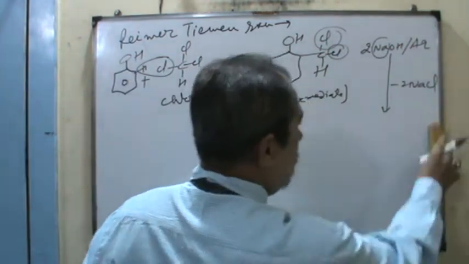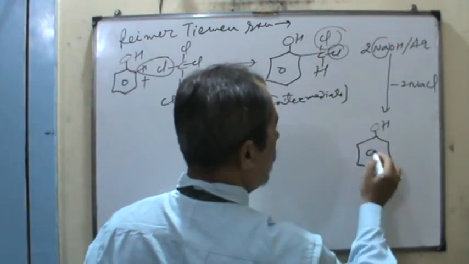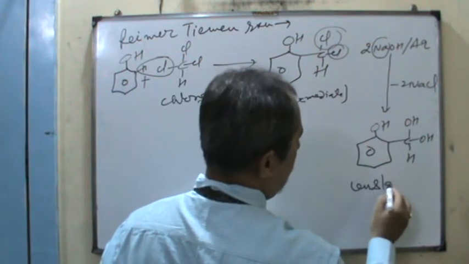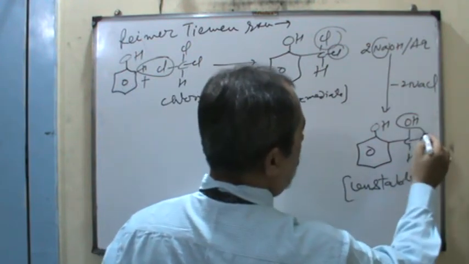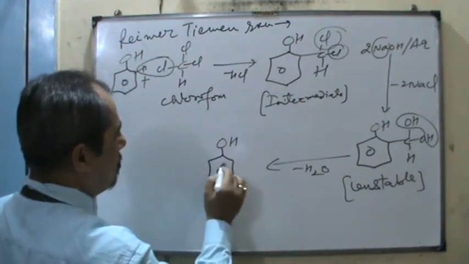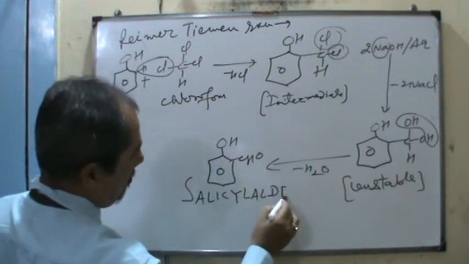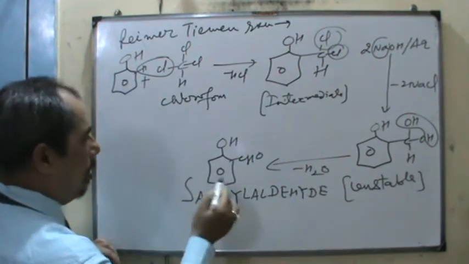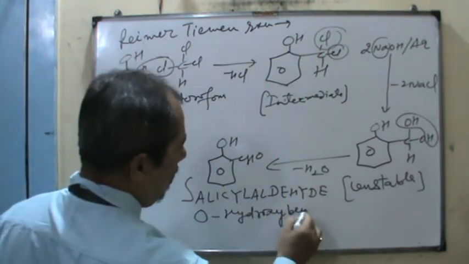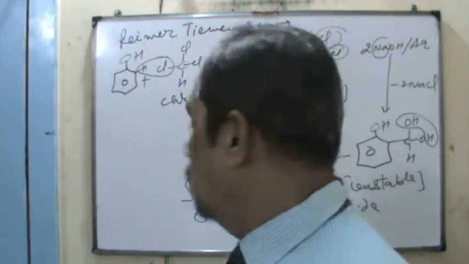we get, whenever carbon contains more than 2 OH groups, 2 or more than 2, then it is unstable due to steric hindrance. So it is highly unstable. It will lose the water molecule to form OH and CHO. This is known as salicylaldehyde or 2-orthohydroxybenzaldehyde. Or in IUPAC system, ortho is considered as 2 with respect to the functional group.